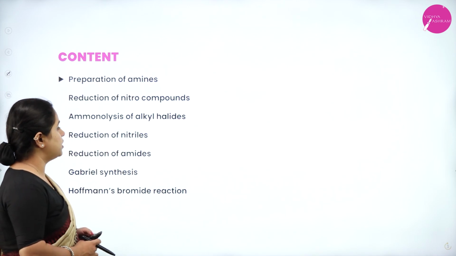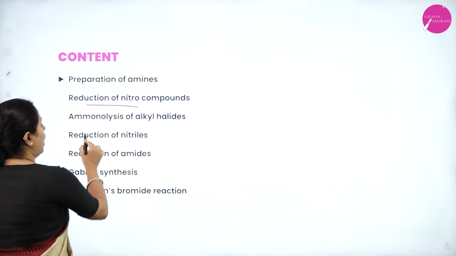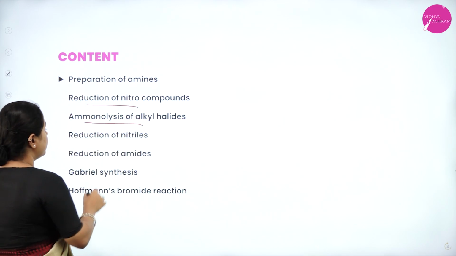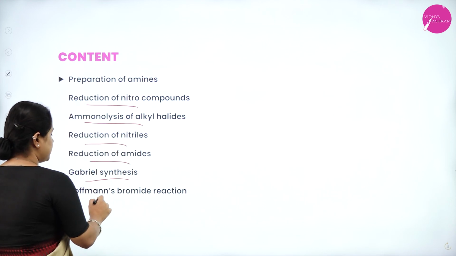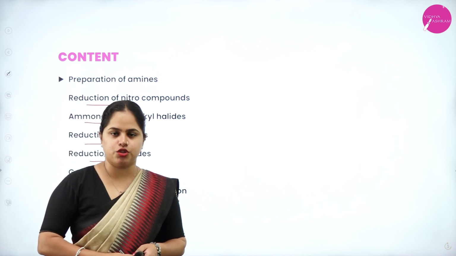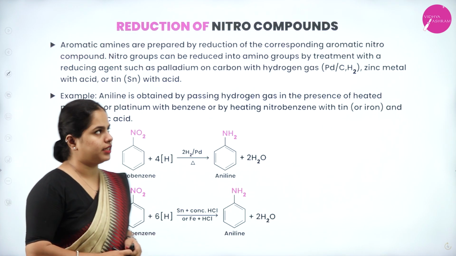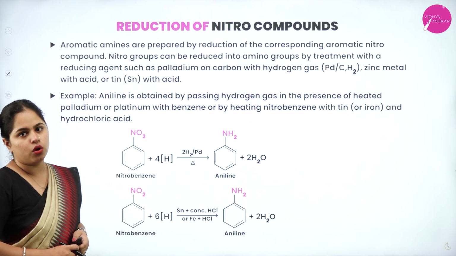So there are various methods by which you can prepare amine. We will be discussing reduction of nitro compounds, ammonolysis of alkyl halide, reduction of nitriles, reduction of amides, Gabriel synthesis and Hofmann bromamide synthesis. All of this we will be discussing in today's session, that is preparation of amines. So let us begin with the first one, that is reduction of nitro compounds.